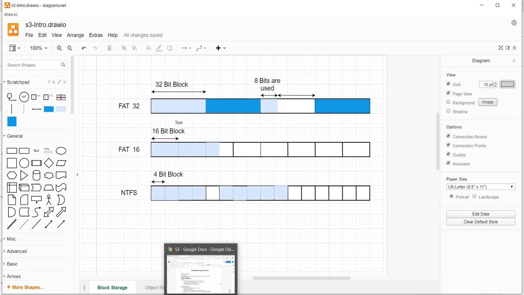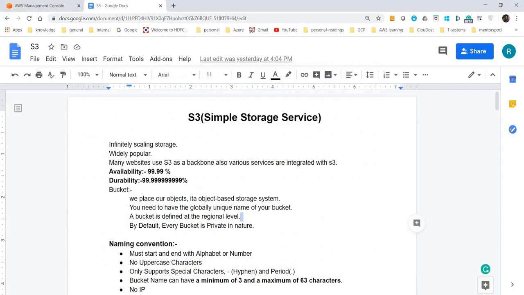So coming back to S3, S3 is an object storage and everything we place is an object. Now there are a few things that you need to keep in mind while creating an S3 bucket. First, the name of the bucket should be globally unique. When we say globally unique, that means all across the world, all the S3 buckets present inside AWS data centers all have unique names. It's like your login IDs or your Gmail IDs. You cannot have the same email IDs. Same is with the bucket. So every bucket should have a globally unique name.